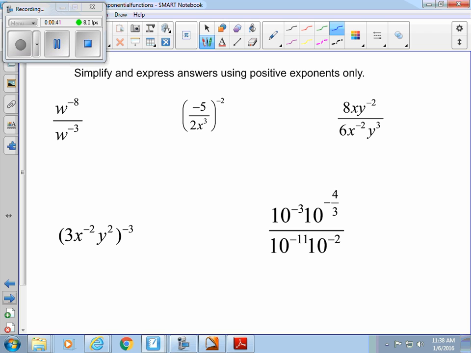Simplify and express using positive exponents only. So this slide is to remind you how properties of exponents work. That first slide is our set of rules. Don't make up rules, don't break rules. Okay? If you do that, you'll be good.